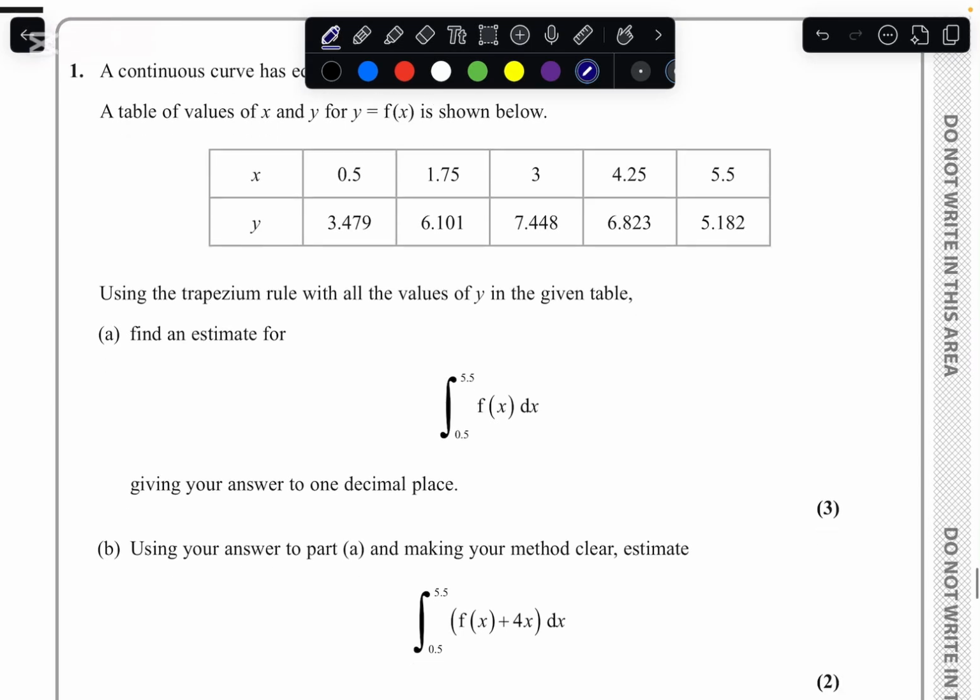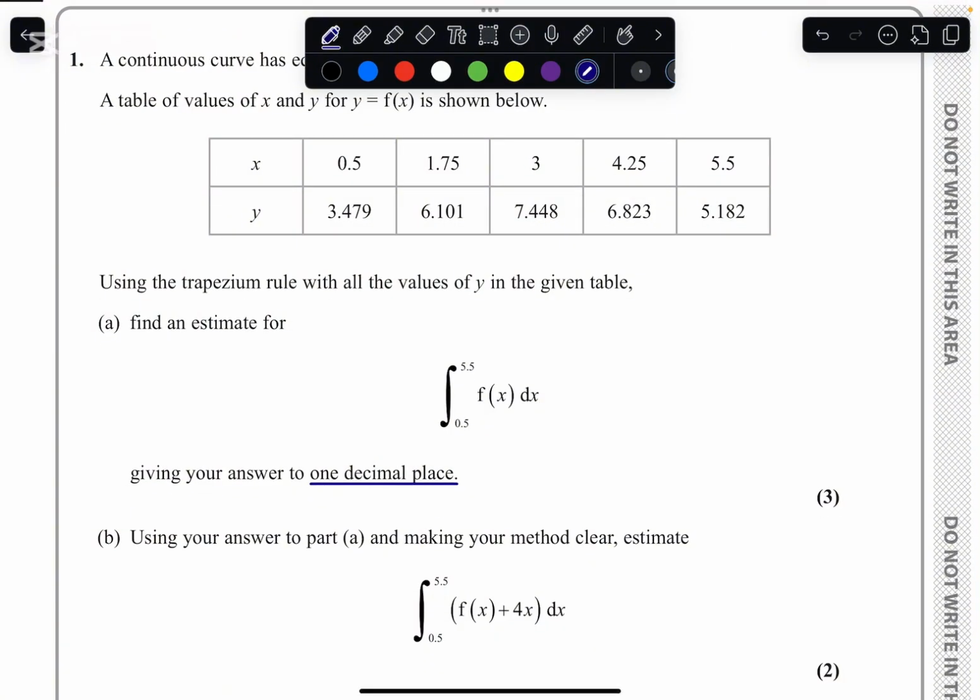Giving to one decimal place, we underline that because that's important. Then we know the trapezium rule will always be given in the formula sheet, which goes as so. 1/2 times the h times the first plus the last plus 2 times all the in-between values. So y1 plus y2 plus y3.